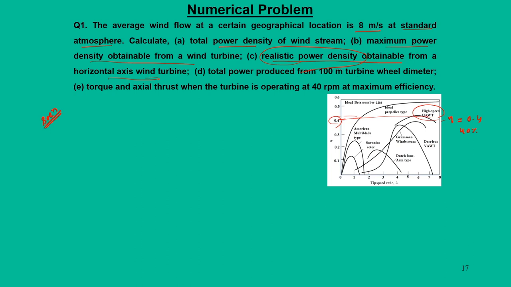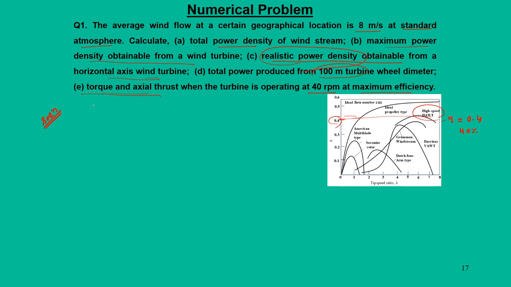Then we need to find the total power produced by a 100 meter wheel diameter. That means, if that horizontal axis wind turbine has a wheel diameter of 100 meters, then you have to find the total power. Now, for this total power, what will be the maximum thrust and torque when the turbine rotates at 40 rpm and at the maximum efficiency point? For all these things, we have derived the established formulas. This problem also explains how you introduce those formulas and keep calculating.